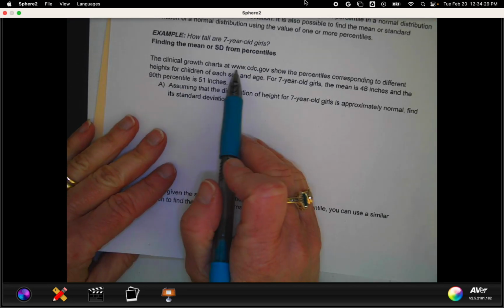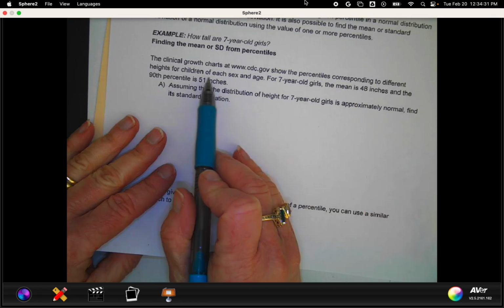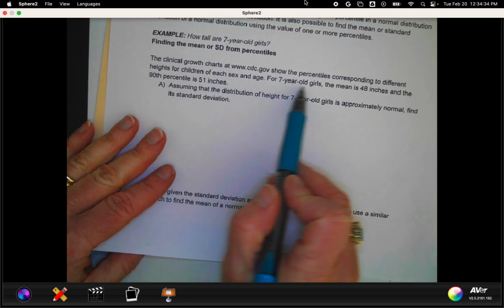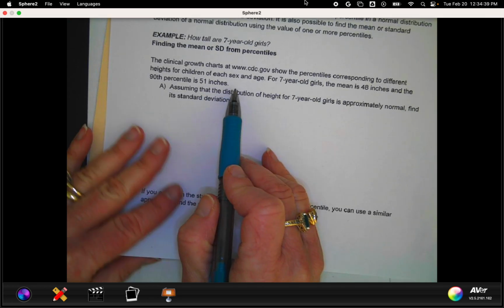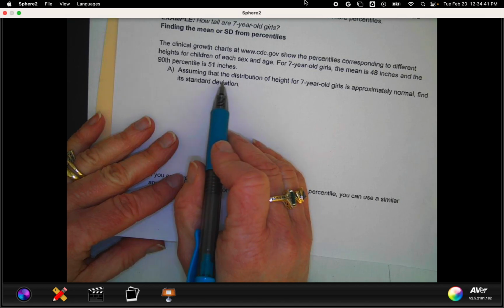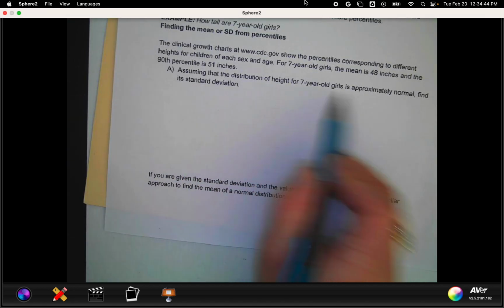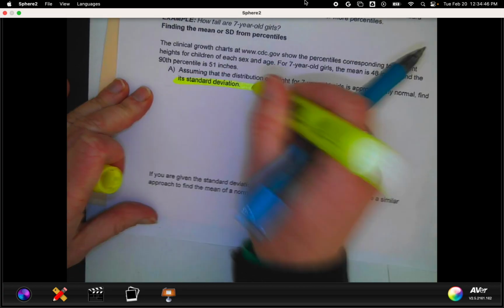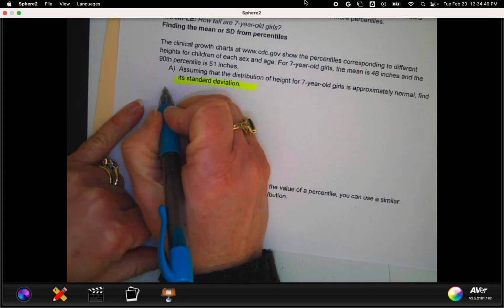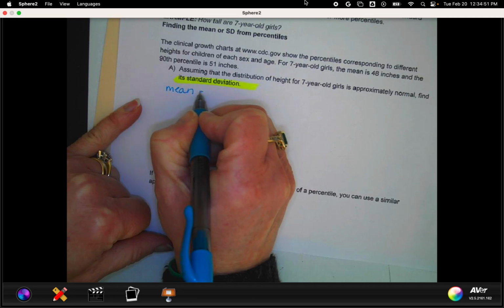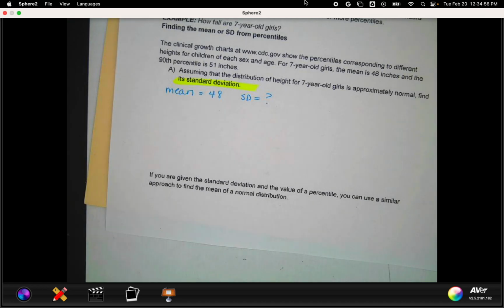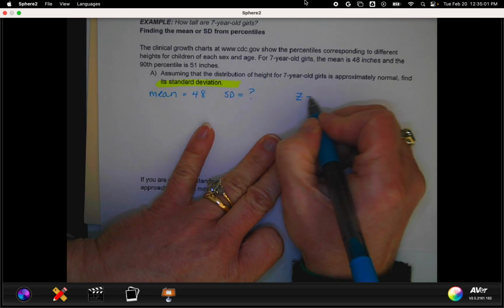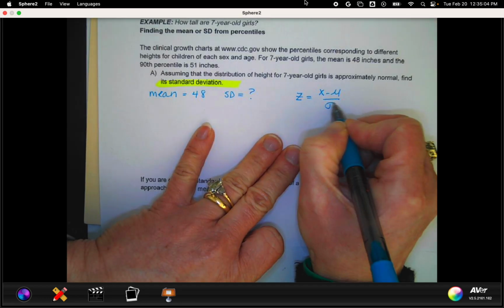Clinical growth charts show the percentile corresponding to different heights of children for each sex and age. For 7-year-old girls, the mean is 48 inches and the 90th percentile is 51 inches. Assuming that the height for 7-year-old girls is approximately normal, find its standard deviation. So in this problem, you know the mean. The mean's equal to 48. The standard deviation we do not know. We're going to have to use that z-score formula. So remember, it's the value minus the mean divided by the standard deviation.